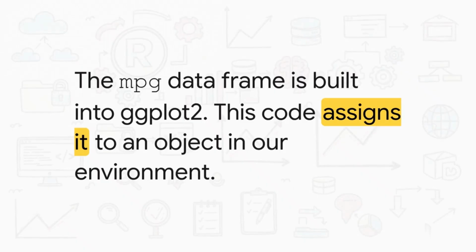Next up, we need some data, right? And this is super handy. ggplot2 actually comes with some datasets built right in. We're going to use one called mpg, which, as you might guess, has miles per gallon data for a bunch of cars. This little line of code just makes a copy of that data and assigns it the name mpg in our session, just so it's easy to refer to.